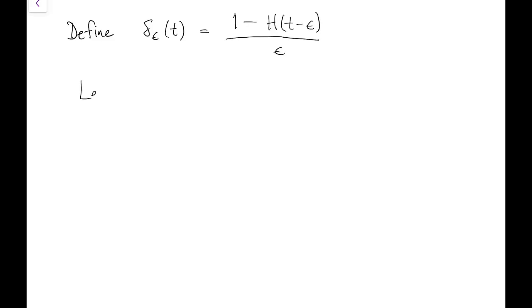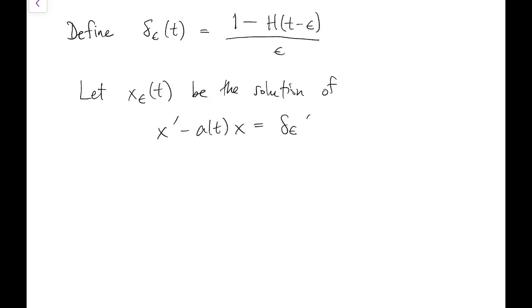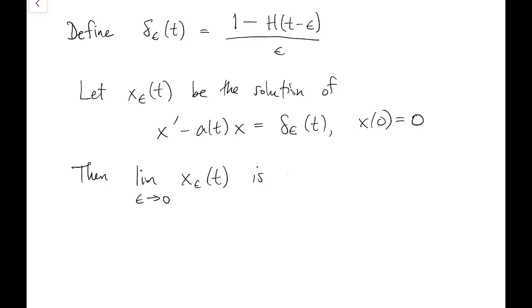We can formalize this idea as follows. Define this function delta sub epsilon as the window function of length epsilon, but having unit area under the curve. Let x sub epsilon be the solution of our linear ODE, with delta sub epsilon as the forcing function. If we take the limit of this solution as epsilon goes to 0, we call the result the impulse response to the ODE.